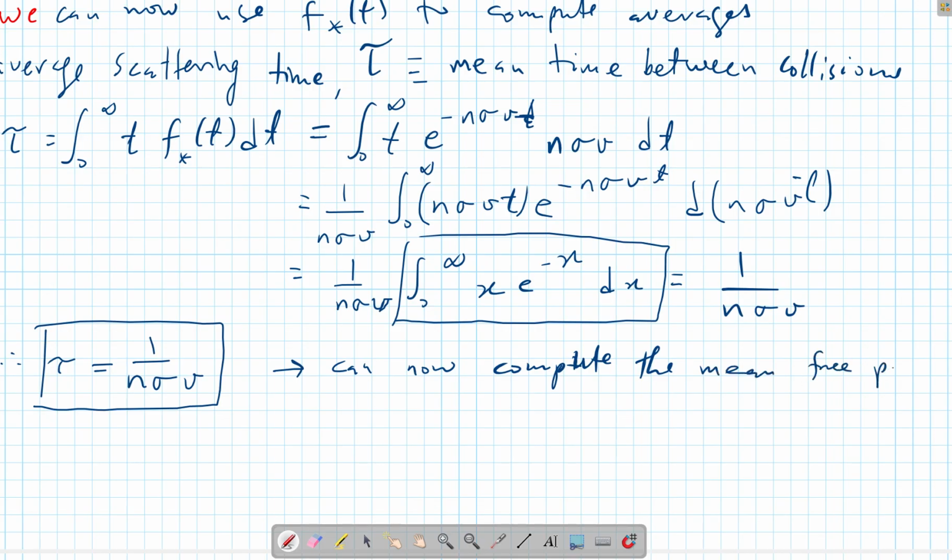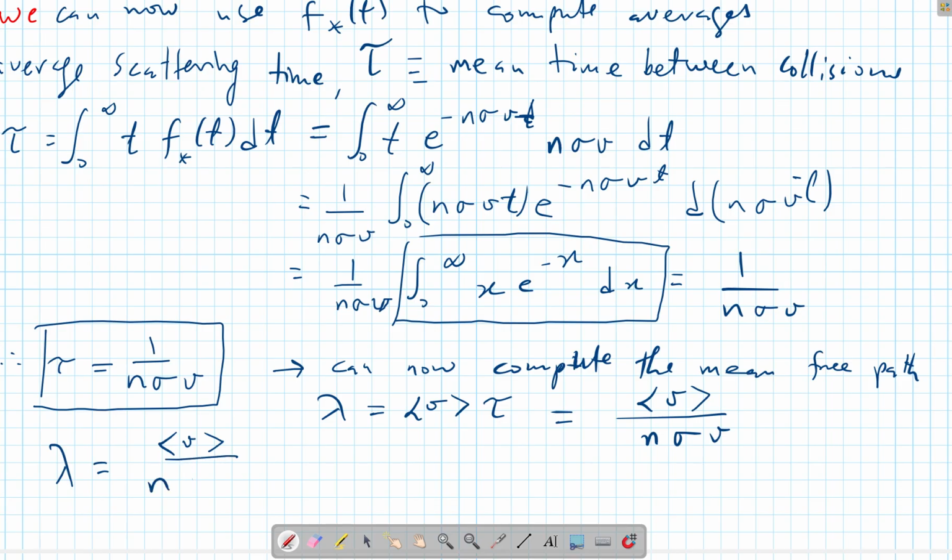Mean free path, we call it lambda. This is going to be equal to the mean speed of molecules times the time between collisions. This is going to be equal to the average speed divided by n sigma v. So this is a formula for the mean free path, right? So lambda is average velocity divided by n sigma v, right?